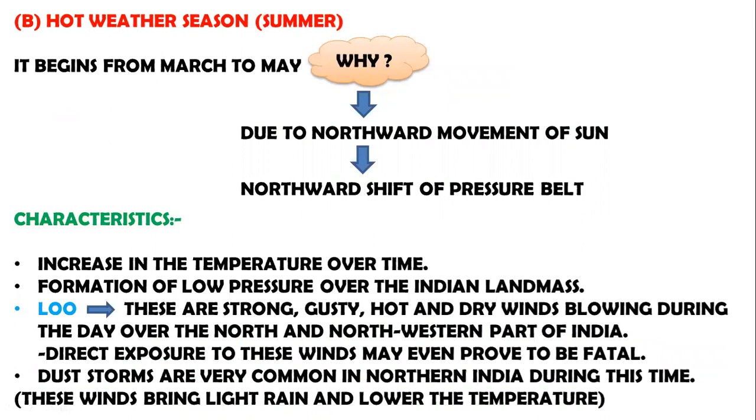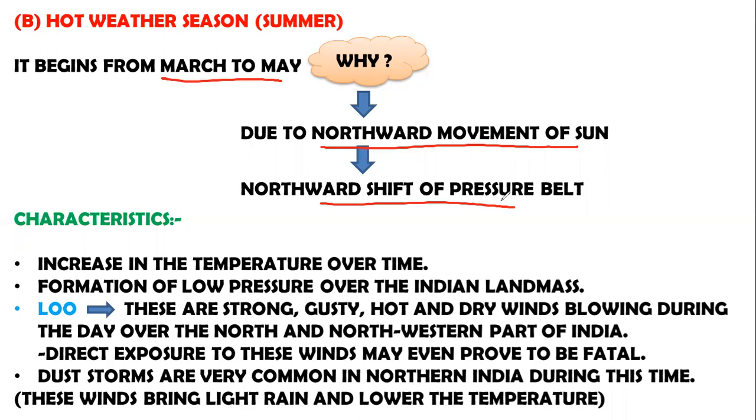Next comes the hot weather season or summer. It begins from March to May. Why? Again, due to the northward movement of the sun. Practically, the sun is not moving, Earth is revolving, but we say that the sun has moved towards Tropic of Cancer, or you can say that because of the tilted nature of Earth, now Tropic of Cancer is receiving more sunlight, and thus it brings summer to India. Northward shift of pressure belt.